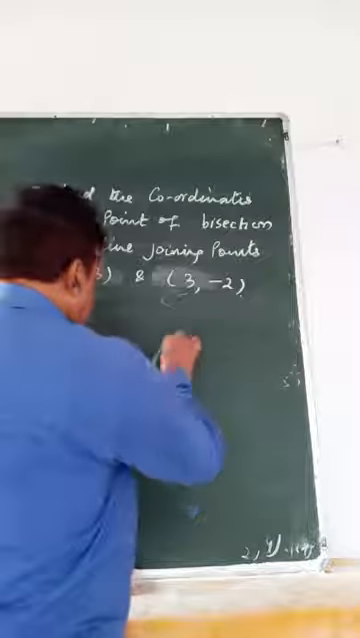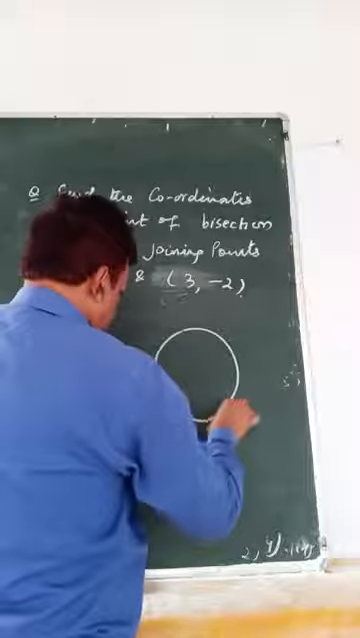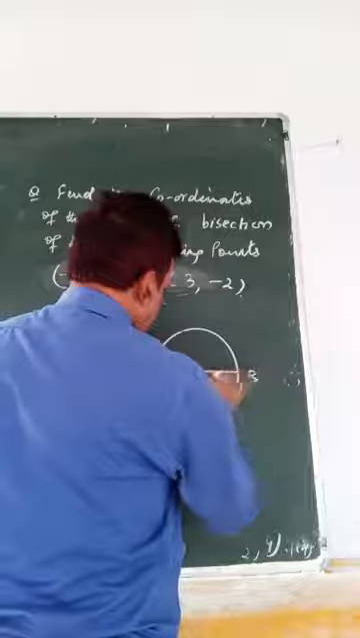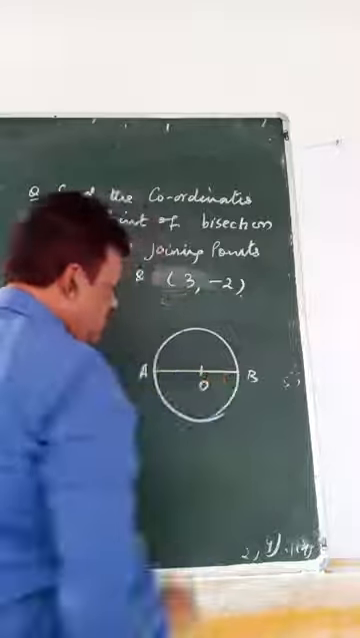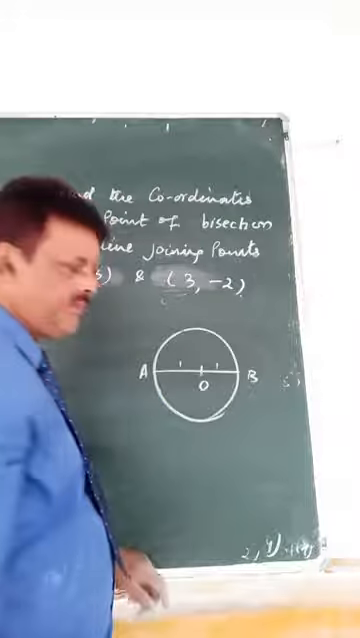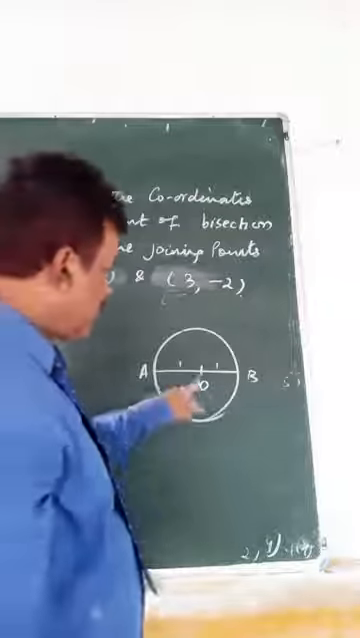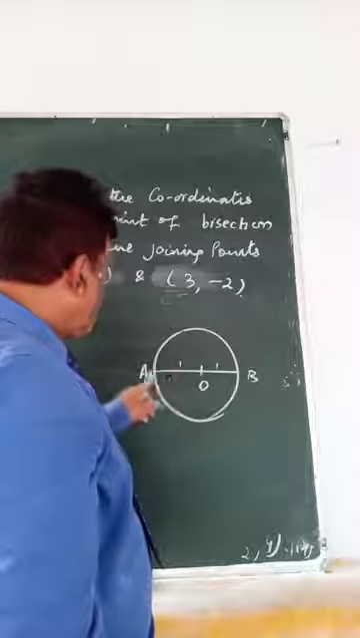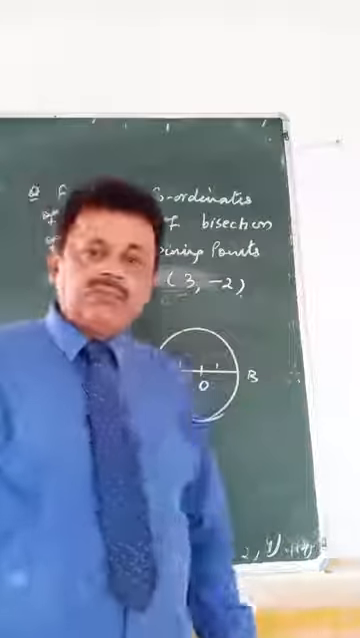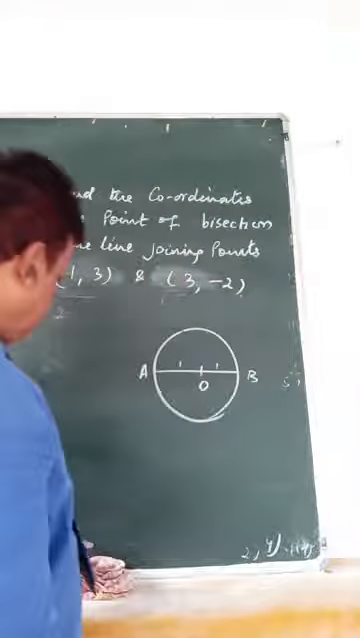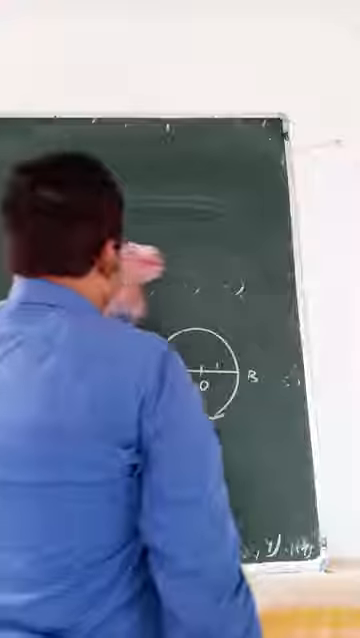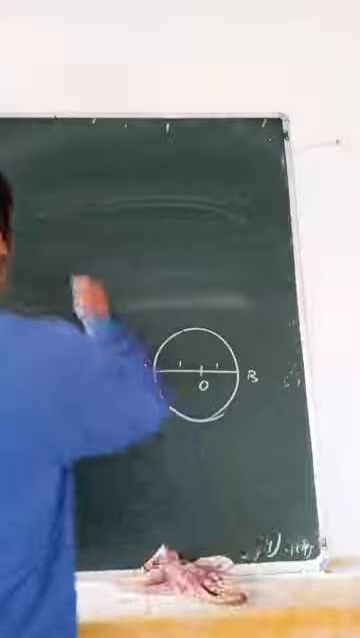Suppose there is a circle. This is the diameter, AP is the diameter. O is the center. Center means midpoint, 1:1. If you are asked to find the coordinate of O, then the same formula: x1 plus x2 by 2, y1 plus y2 by 2. So what will be the question on this? Find the coordinates of the center of the circle.